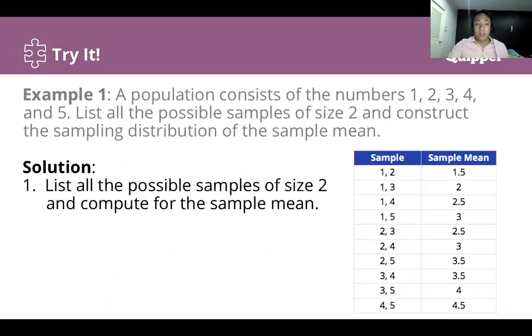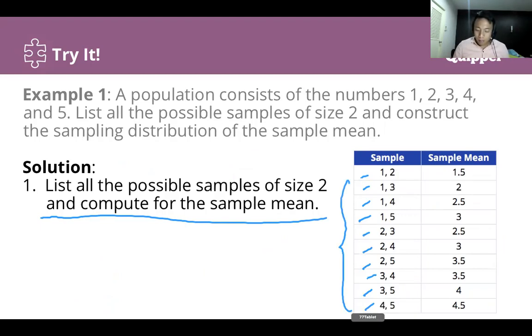So, to see the organized way, just like this, okay, list all the possible samples of size 2 and compute for the sample mean. So we have 1, 2, 1, 3, 1, 4, 1, 5, 2, 3, 2, 4, 2, 5, 3, 4, 3, 5, and 4, 5. So if we will count all of them, our samples, we have 10 samples, right? Then we will solve for the sample mean. It's easy. What is 1 plus 2? 1 plus 2 is 3, divided by 2 is 1.5. Okay, and do that process until you find every sample mean of each sample.